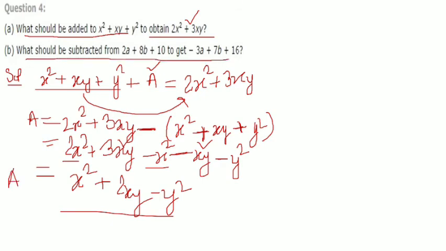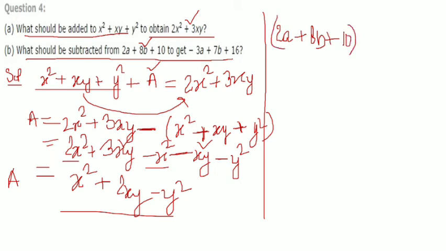Now what should be subtracted from this to get the required expression here? From this means we have to write this expression 2a plus 8b plus 10 first, because from this expression we need to subtract, suppose we subtract A, any unknown expression A. What do we get? We are getting minus 3a plus 7b plus 16. So this is negative A. You can transpose it, or you can transpose the first expression, whatever. So I am just transposing A there and moving this 3a to the LHS side.